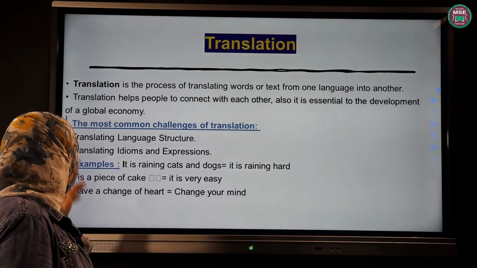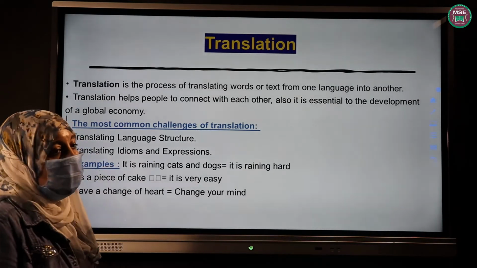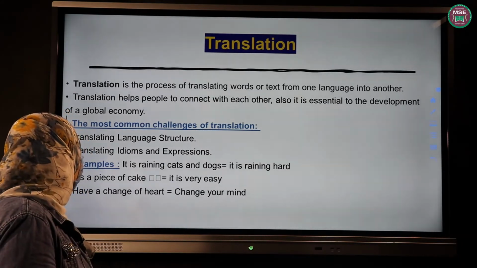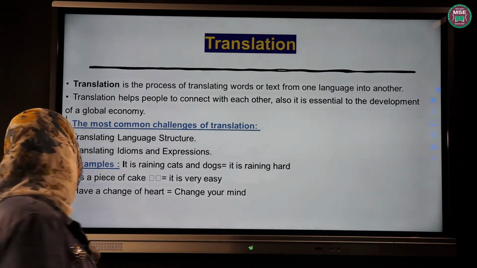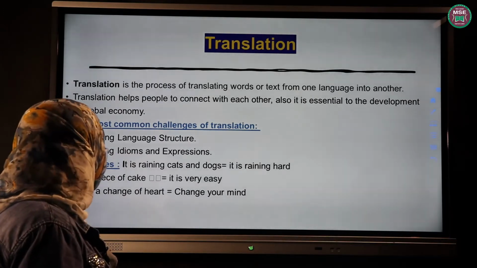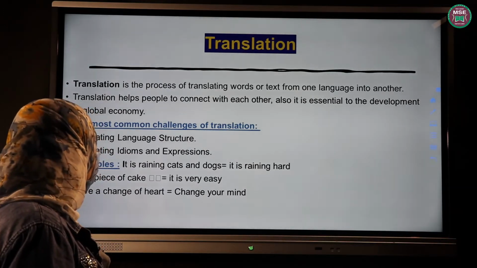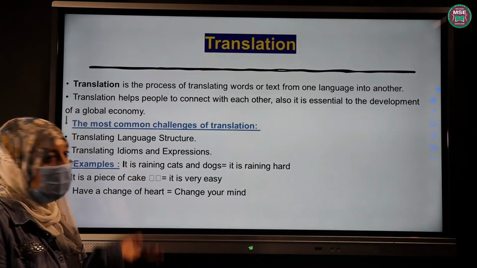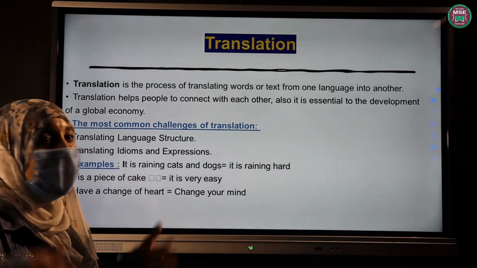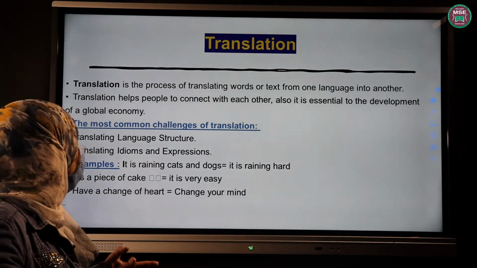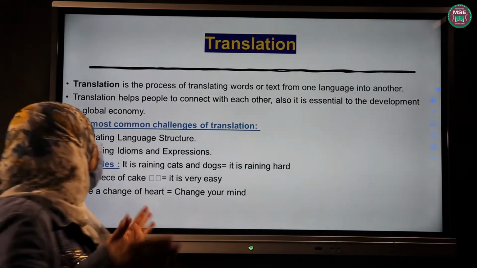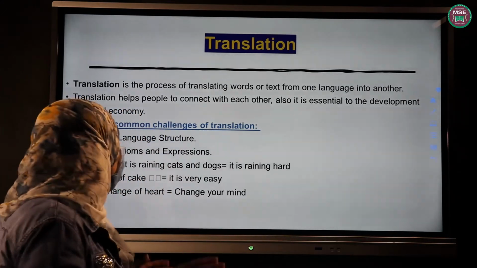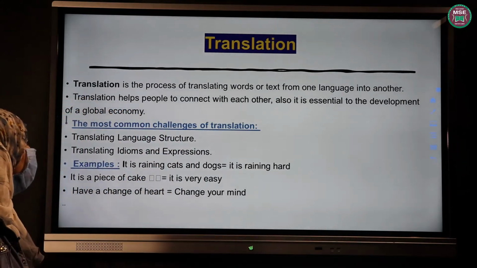The second part is translating idioms and expressions. You will find here some confusion. Like when I say, it is raining cats and dogs. What does it mean? If I look at this, it is raining cats and dogs. How could it rain like cats and dogs? But here, it is an idiom, which means it is raining very hard. So when I find that it's raining very hard, I can say it's raining cats and dogs.